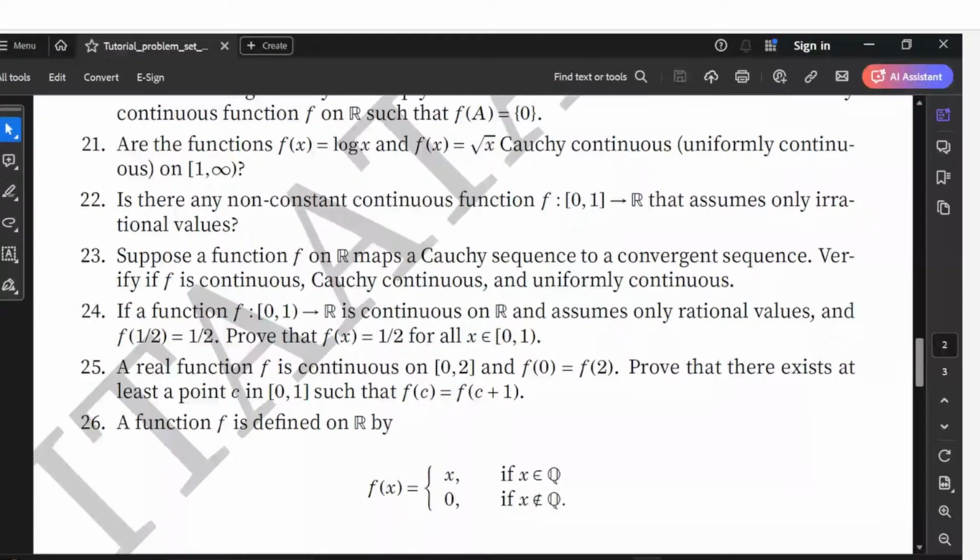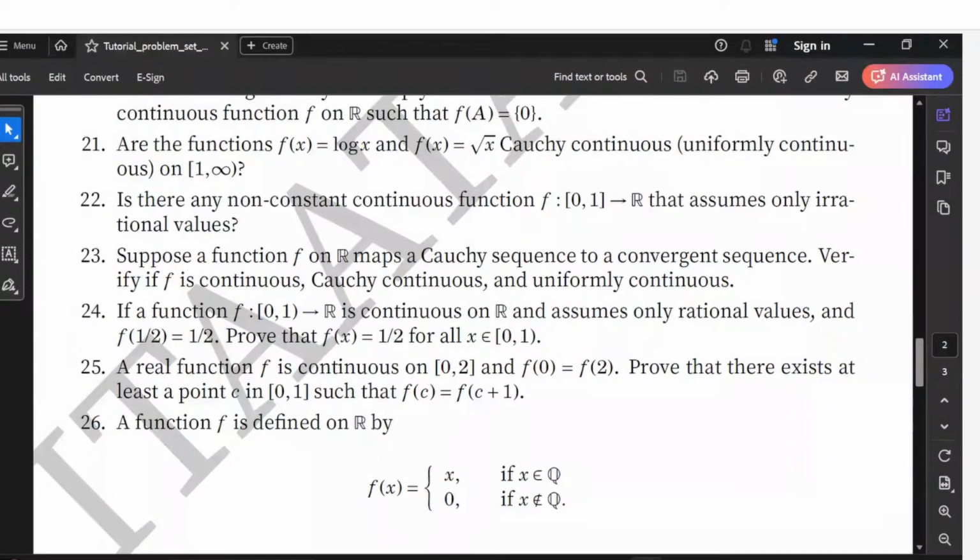So a Cauchy sequence maps to a convergent sequence. That means a convergent sequence maps to a convergent sequence. Now your task is to show that you get the same limit as f of c. You cannot have different limits. That's the idea. Cauchy continuity is simple. If it is Cauchy, it will be convergent, and therefore Cauchy. Uniform continuity, that you have to check.